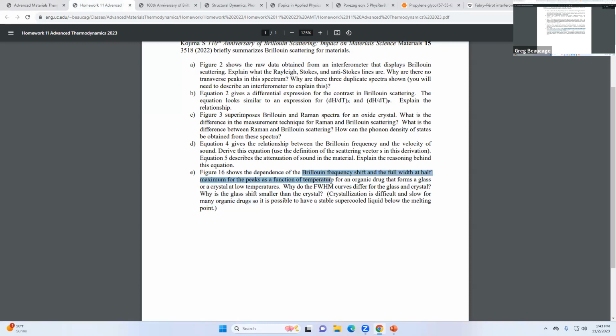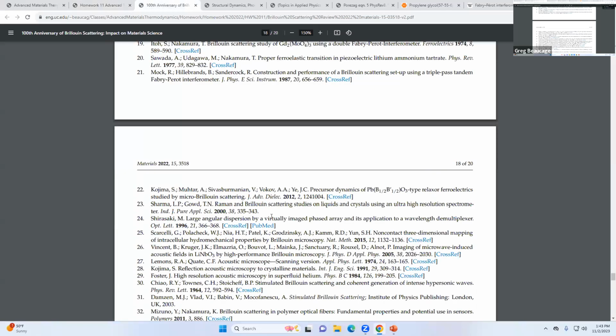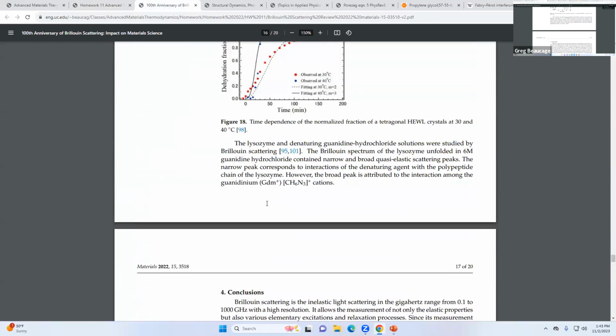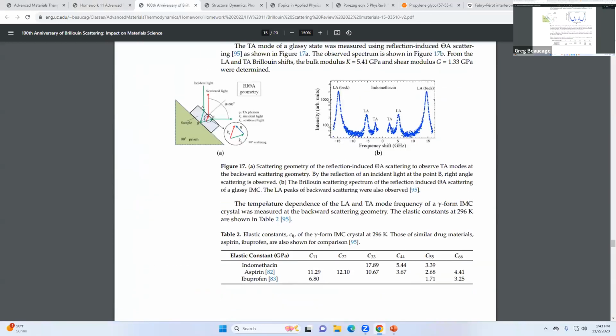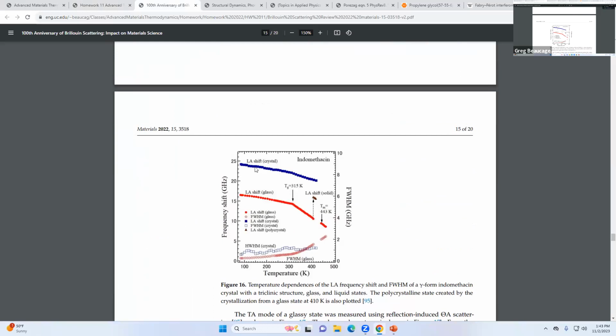Let's see, this shows the Brillouin frequency shift and the full width at half max for the peaks as a function of temperature for an organic drug that becomes a glass or a crystal. Why do the curves differ for the glass and the crystal? I think you can just say that the modulus, the strength of the bonds, is higher in the crystal than the glass. You expect a higher energy or frequency absorption for the crystal than the glass. That part's kind of straightforward. The glass isn't bonded together. Then when you get to the liquid, it drops even further.